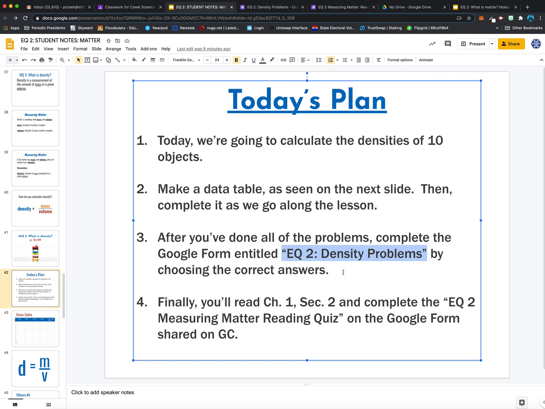And then finally, after you've done that, you're going to read Chapter 1, Section 2 and complete the Measuring Matter reading quiz. So we've got a lot of work here today. Make sure you stay focused.